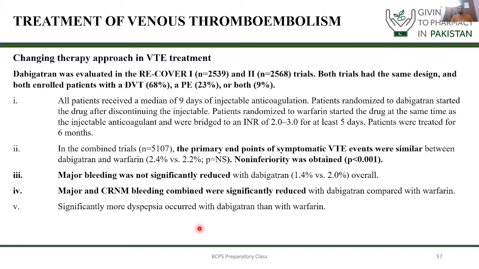The other is the switching therapy. In switching therapy, we start with the injectable anticoagulant. After 5 days, we stop the injectable one and start with a direct oral anticoagulant like dabigatran or rivaroxaban. In the dabigatran trials, there are two trials, RE-COVER 1 and RE-COVER 2, for DVT and PE. They compared it with the standard therapy.